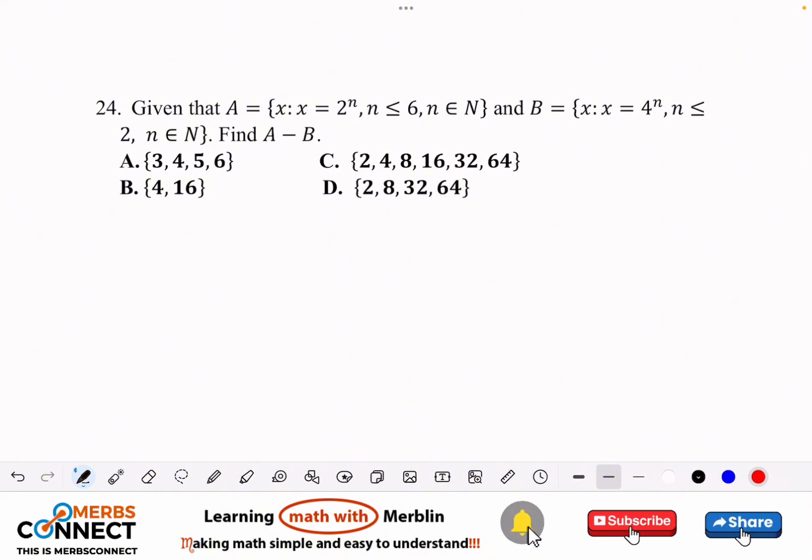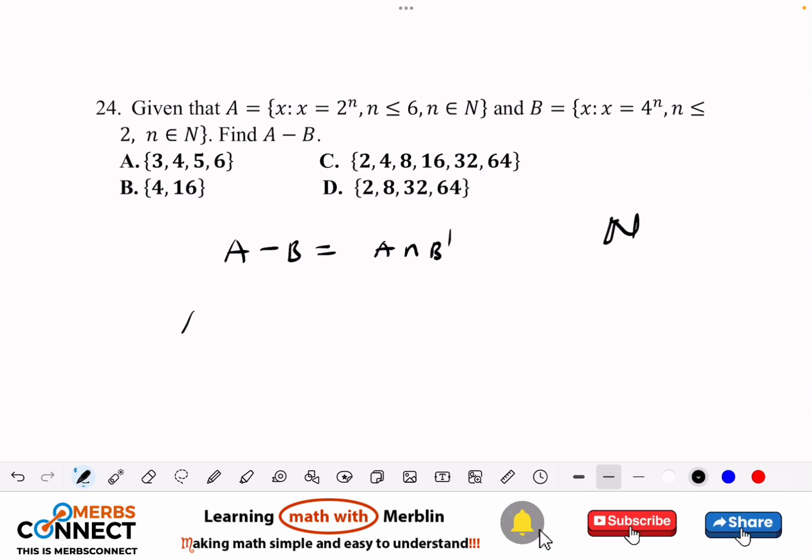24. Good. So we want to find A difference B, and we said this is the same as A intersect B complement. Is that right? So we have A here, we have also B here. And remember, they are all natural numbers. So it means that our universal set is the natural numbers, right? That will be our universal set.